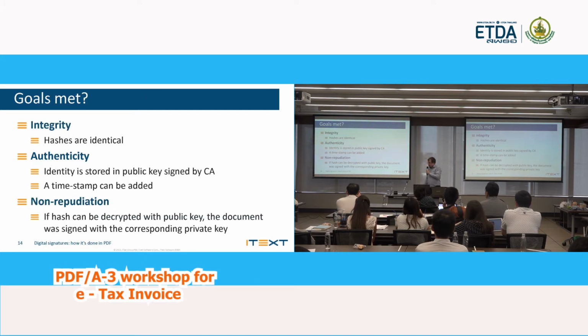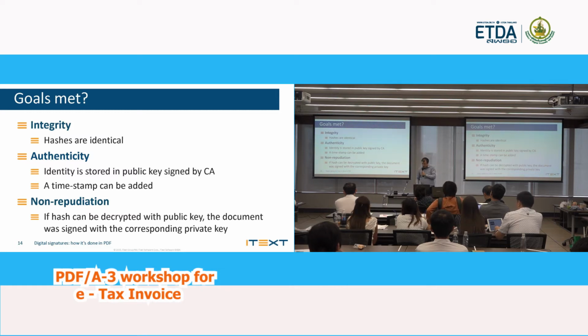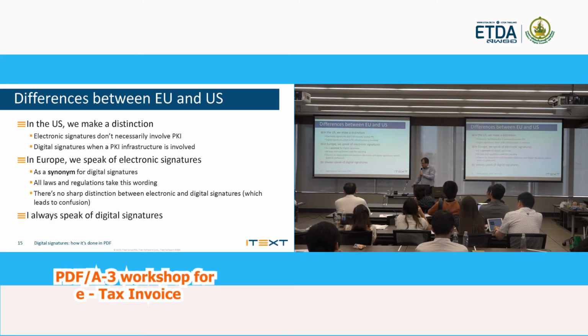Are the goals met? Yes. Integrity, hashes are identical. Authenticity, yes, the identity is stored in the public key signed by the CA, and you can even add a timestamp. No repudiation, well, if the hash can be decrypted with the public key, the document was signed with the corresponding private key. I cannot say I didn't sign this document without saying, well, I lost my private key, and losing your private key is something that is not done. For instance, my EID, if I lose my EID, I go to the police, and the police immediately revokes my certificate so that someone else cannot use it.